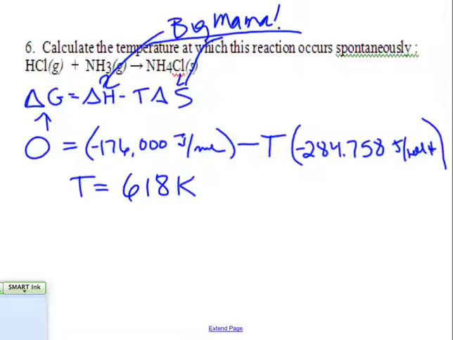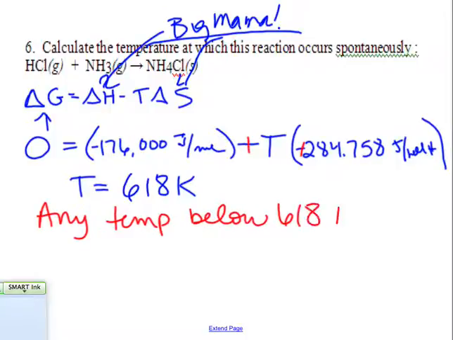But is it really spontaneous above or below that? Look at your signs. This is really a positive. So correct. Any temp below this will give a delta G that's negative. You have to realize it's not just one temperature that something's going to be thermodynamically favorable at. It's going to be a range of temperatures. All right, let's go on.